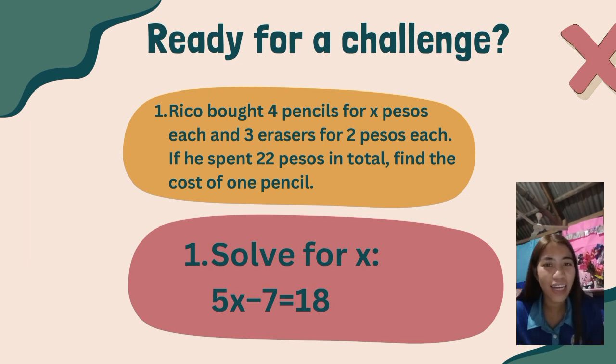Ready for a challenge? Now I want you to answer these 2. First problem, Rico bought 4 pencils for X pesos each and 3 erasers for 2 pesos each. If he spent 22 pesos in total, find the cost of 1 pencil. And then number 2, solve for X. 5x minus 7 equals 18. It's very easy, class. I will give you 5 minutes to answer that, and after that we are going to answer it, of course.